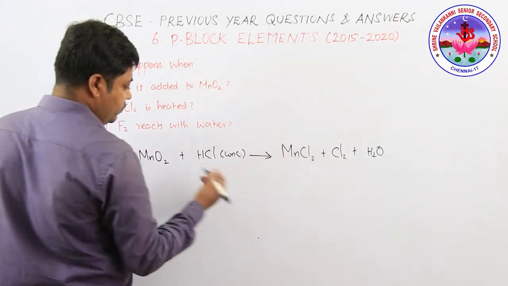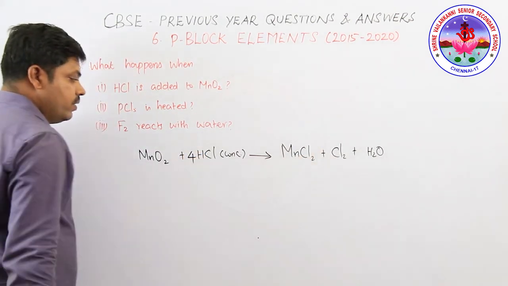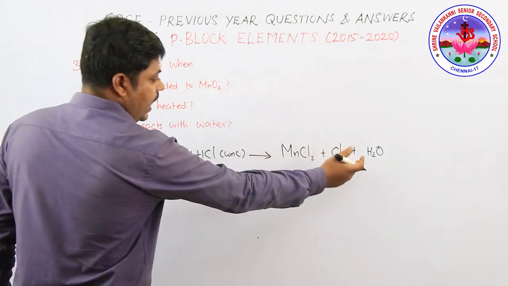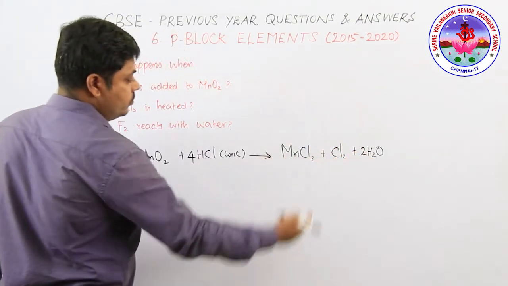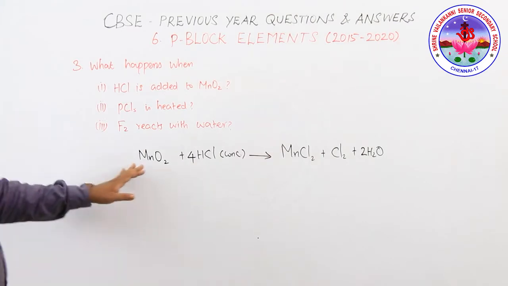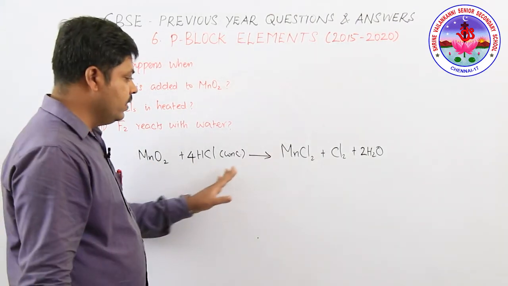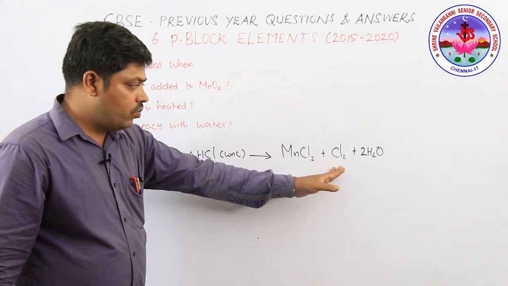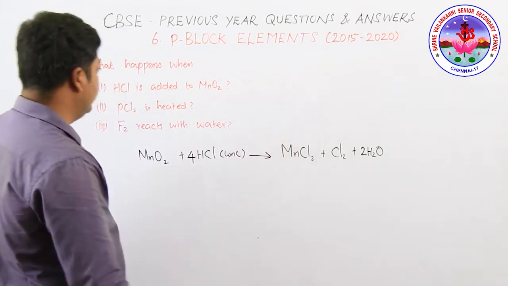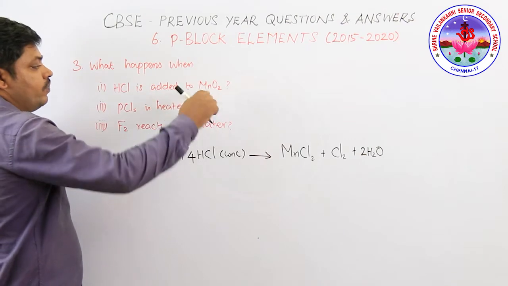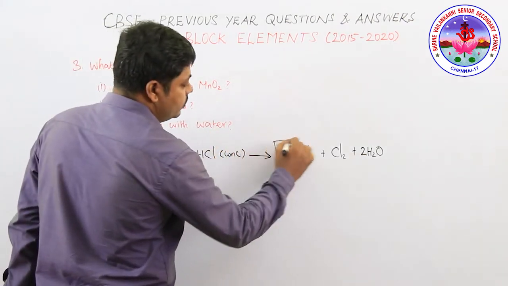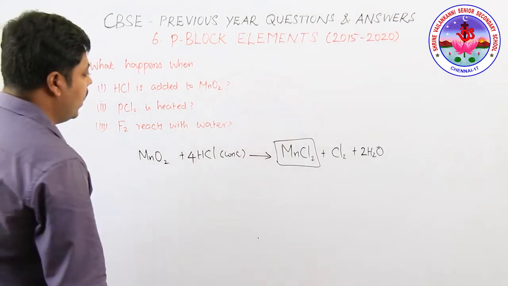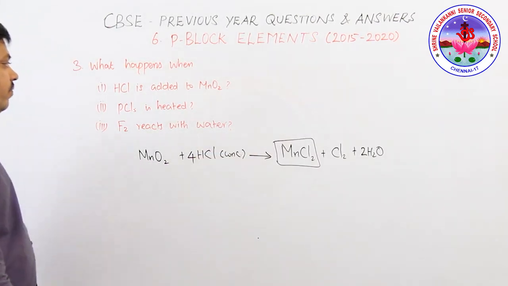The number of chlorine is 4, so I am putting 4 here. With 4 HCl the equation is balanced, which means hydrogen is 2. So MnO2 plus 4 HCl gives MnCl2, manganese chloride, chlorine and water. So when HCl is added to manganese dioxide, it produces manganese chloride. You have to write that it produces manganese chloride, or the equation, in the correct form.